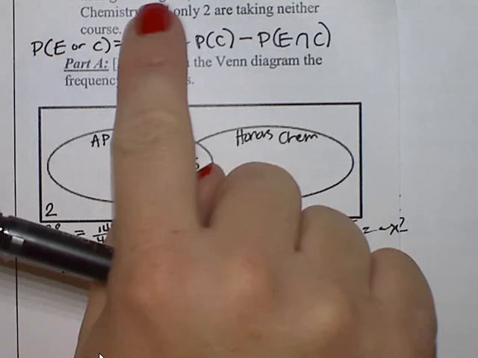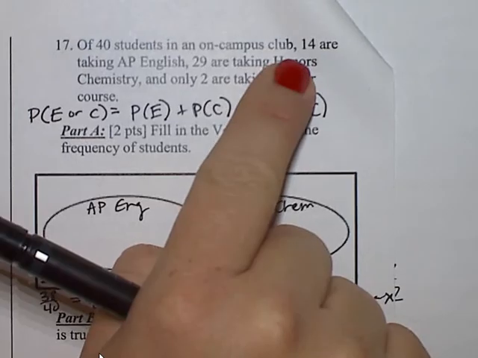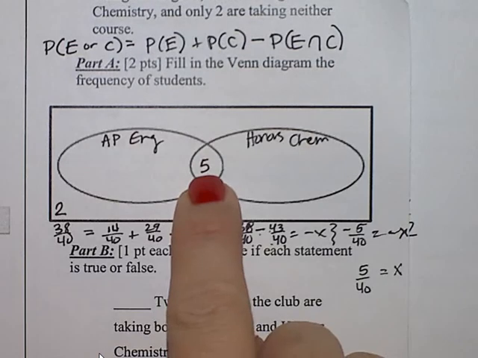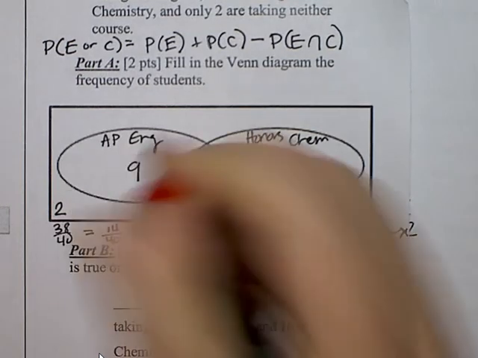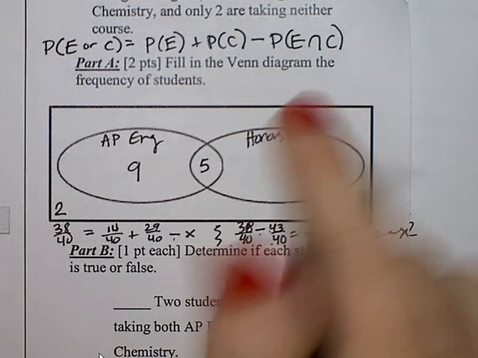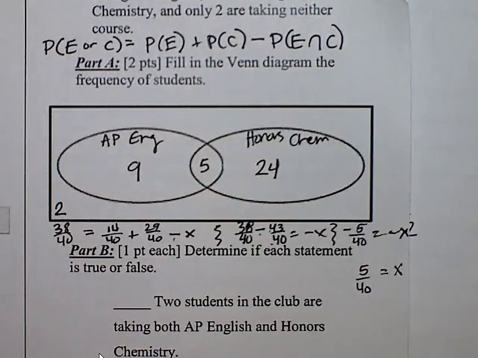Up above it says there's 14 total students in English. Well, if 5 are in this part of the English, how many have to be here to add up to 14? And there's 29 in chemistry, so 5 here, that leaves you with, if you can do that, you can do the rest, or at least get the majority of them right.